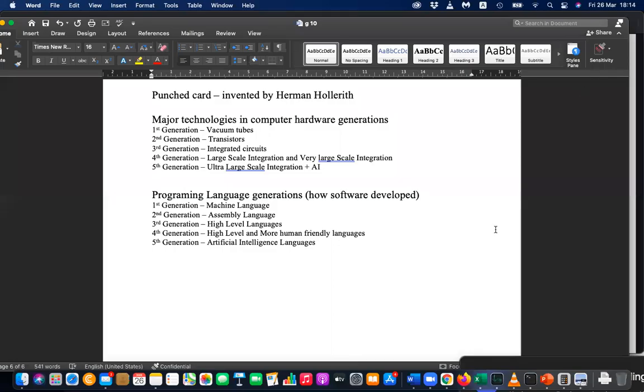Programming languages developed, and you know how programming languages developed, as well as how hardware generations developed, right? These are not the same. There are two independent paths to these development phases.